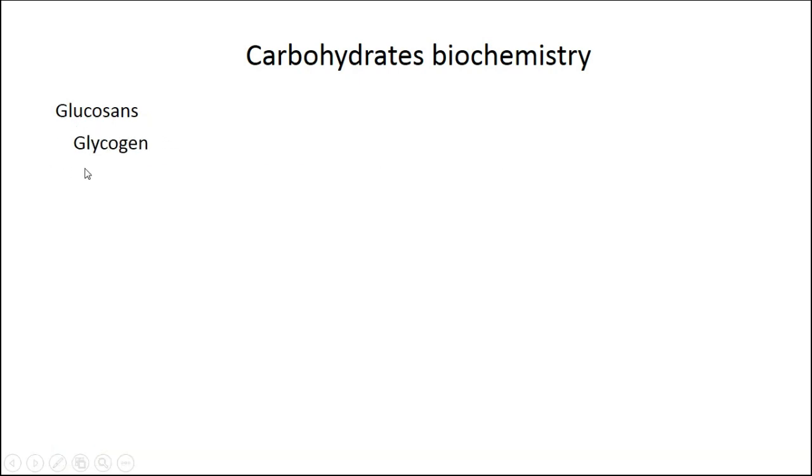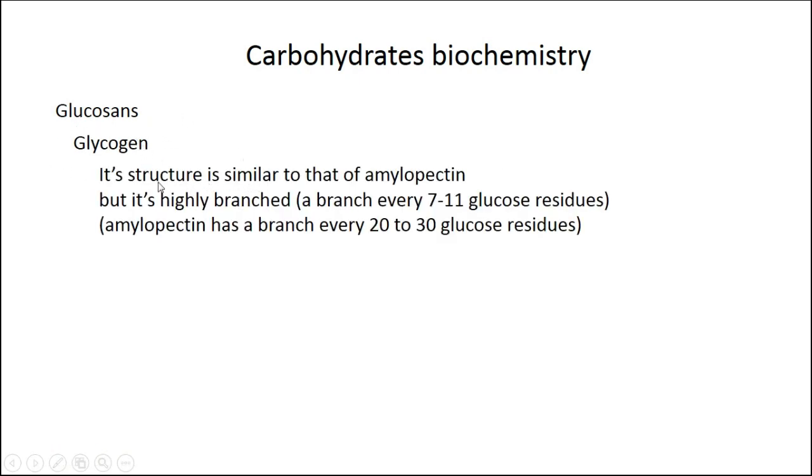Next we have the glycogen, and its structure is similar to the amylopectin, which means it is branched, and it is highly branched. That's the only difference here, that it's highly branched.